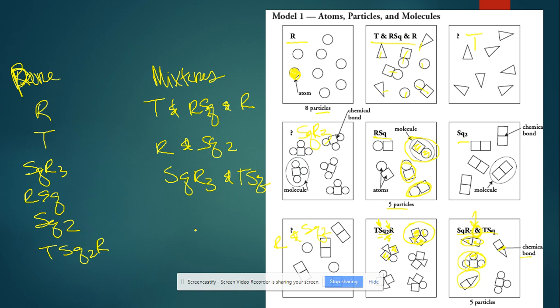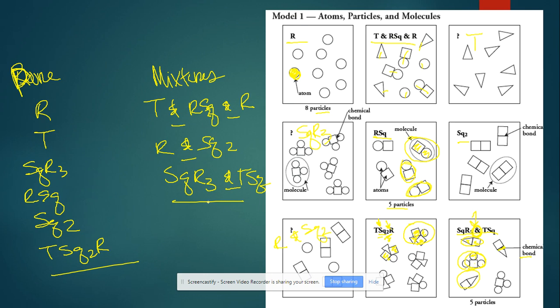Question number 9, how are the codes for pure substances different? Well, these guys have no ampersand. These guys all definitely do have that ampersand to let us know we have different kinds of particles in that sample.